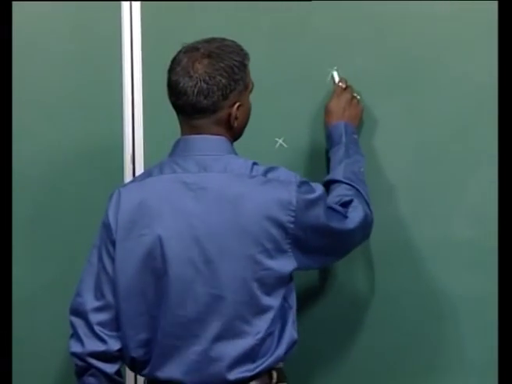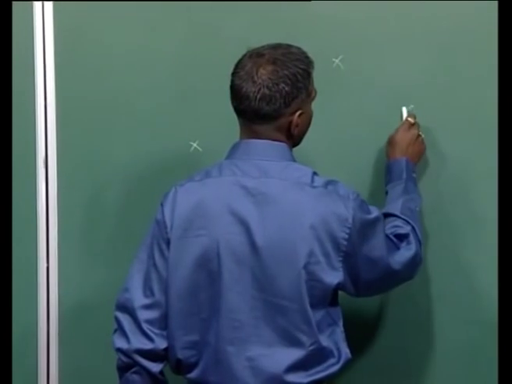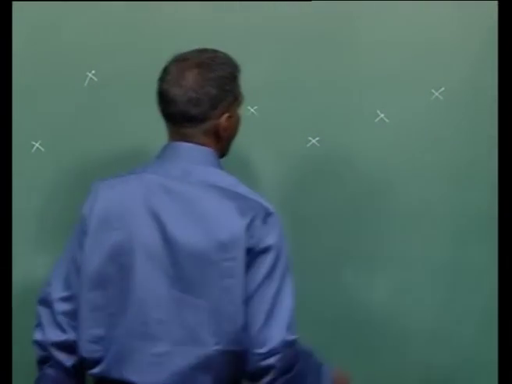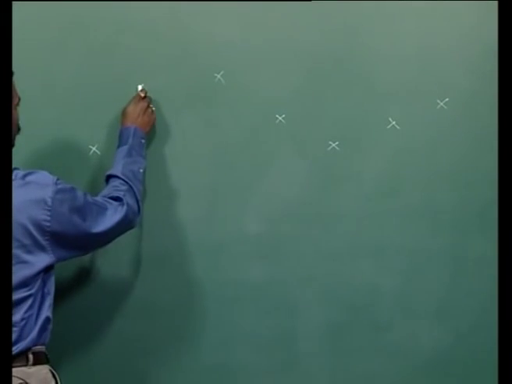I specify the data points again. And I sketch the control polyline.